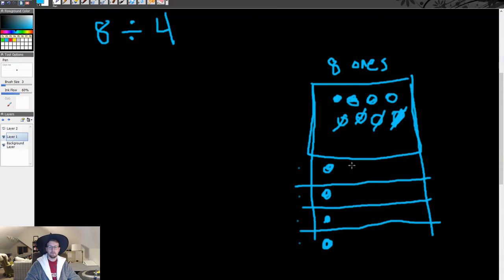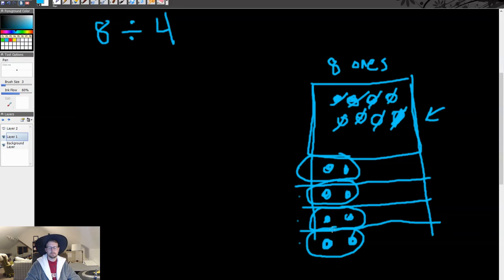Do we have enough to pass out 1 in each group? Yes, we do. We've got 4. So 1, 2, 3, 4. Now we can mark those off. Since we are out of ones to pass out into our 4 groups, we know that we're done. And since each group has 2 in it, we know that our quotient is 2.